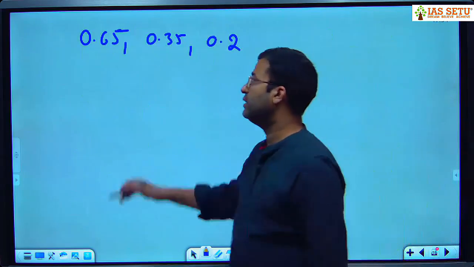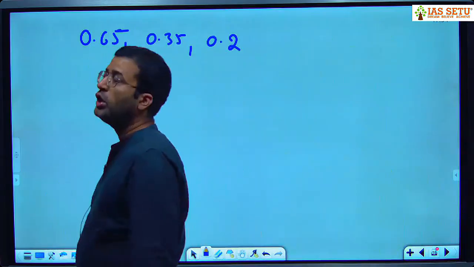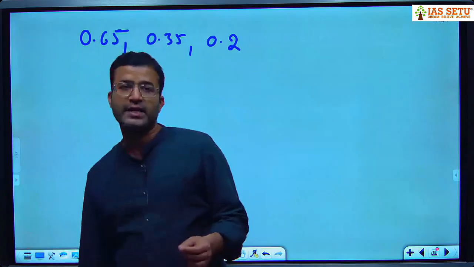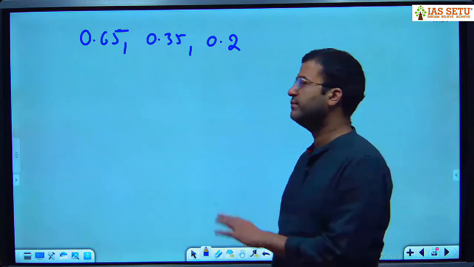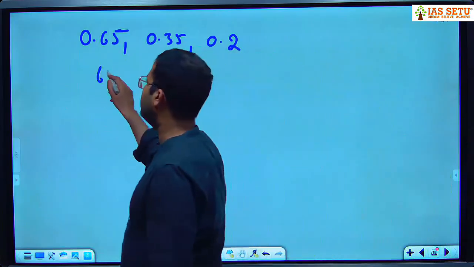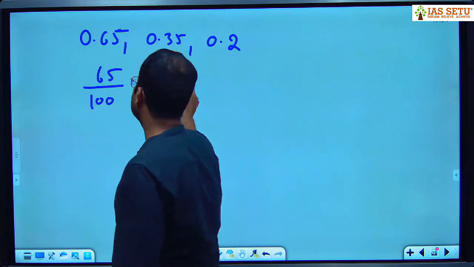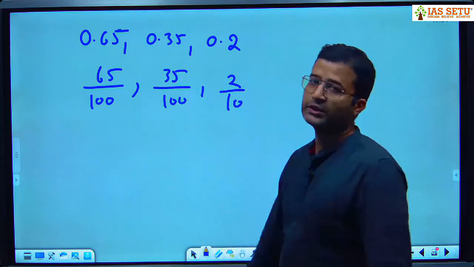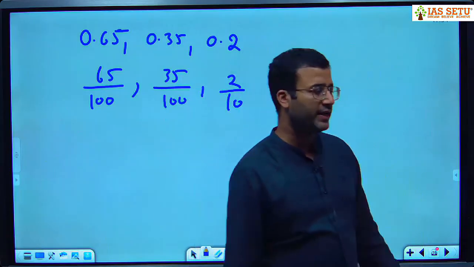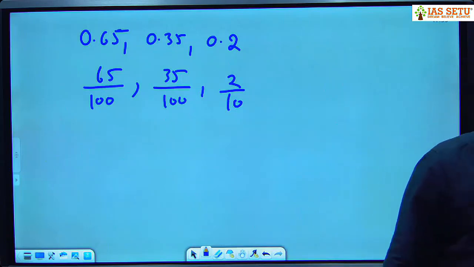Now here, LCM of decimal 0.65, 0.35, 0.2. If a type 3 question asks LCM of decimal, it is simple. You convert decimal into fraction. भाई डेसिमल को फ्रैक्शन में कन्वर्ट किया जा सकता है. 65/100, 35/100, 2/10. Then this is your type 2 question. फिर उसके बाद ये क्या है? ये type 2 question ही है. Then you simplify and solve as a type 2 question.